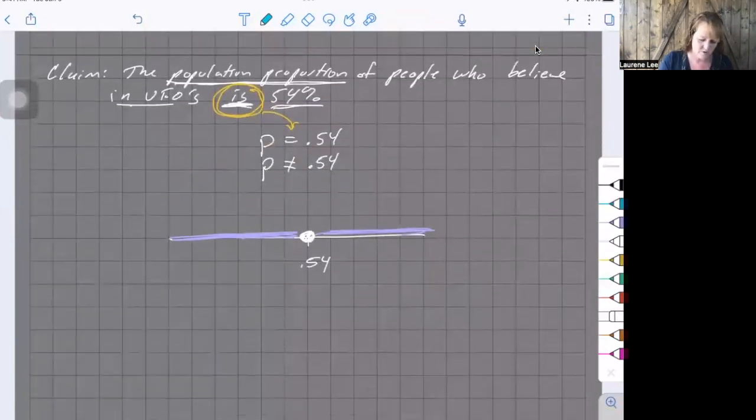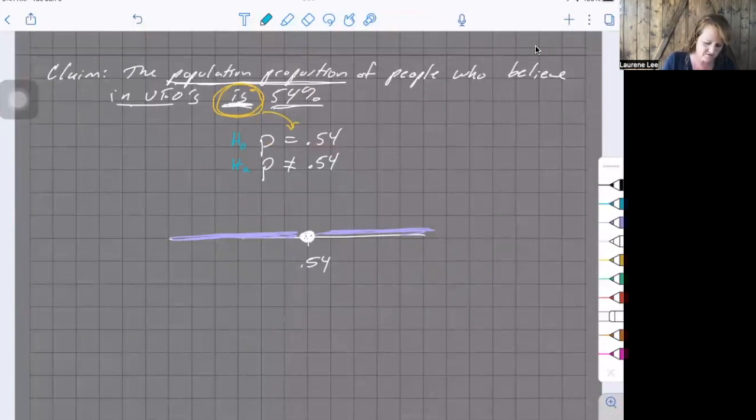Scroll down. The one with the equal sign is the first one. The second one's going to be HA. So again, it doesn't have anything to do with what the claim is. I always just write the claim first and then write the opposite. Then I go back and I label which one's H naught and HA.